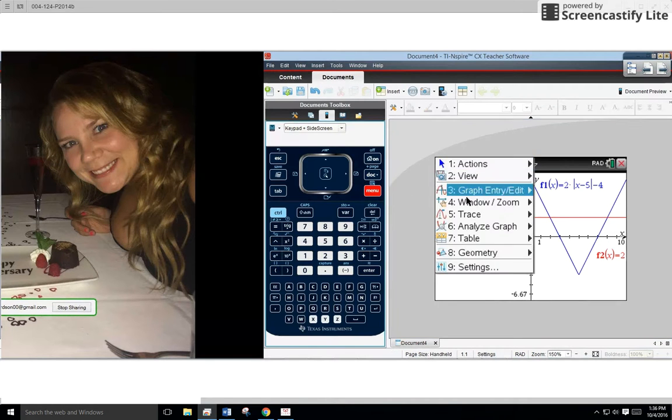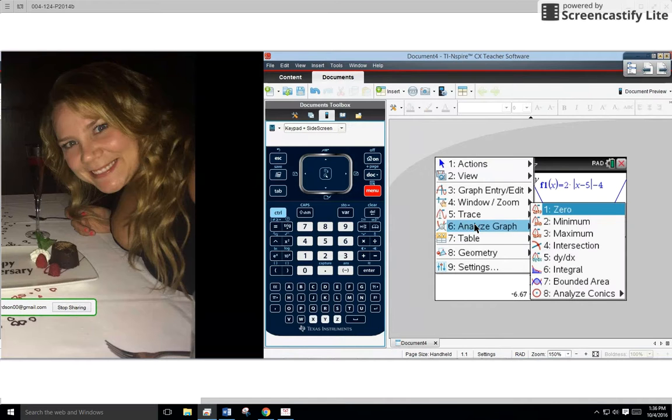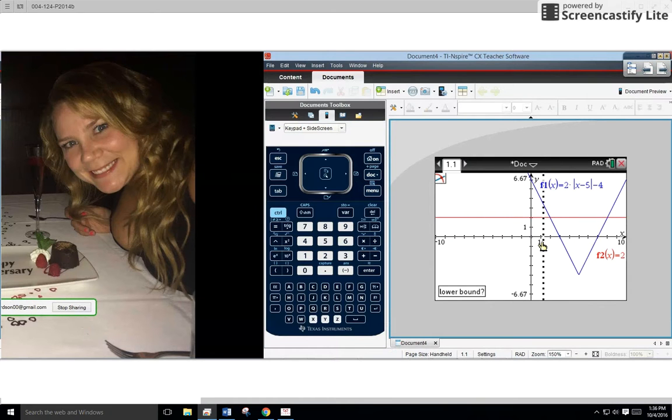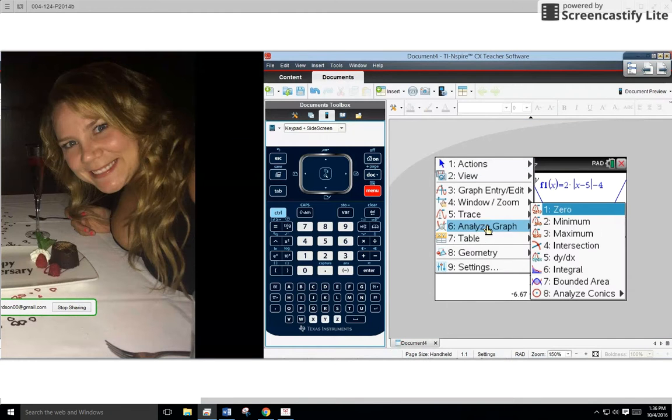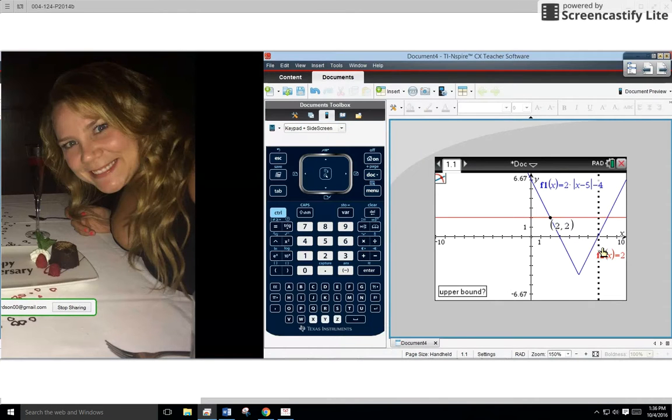But I also could go to menu, go to analyze graph, and you would see that in that submenu is the option for intersection. And then just move the vertical line to the left, hit enter, move it over to the right, hit enter, and I can see that the intersection here is at 2, 2. Okay, and same thing for the other intersection. Go to menu, 6, 4, and find out that that intersection is actually 8. I called it 9 a minute ago, and it is actually 8.